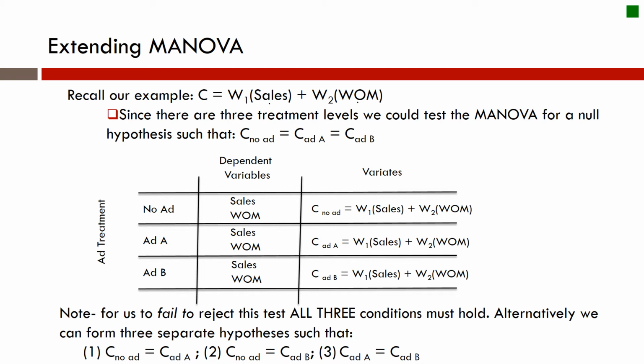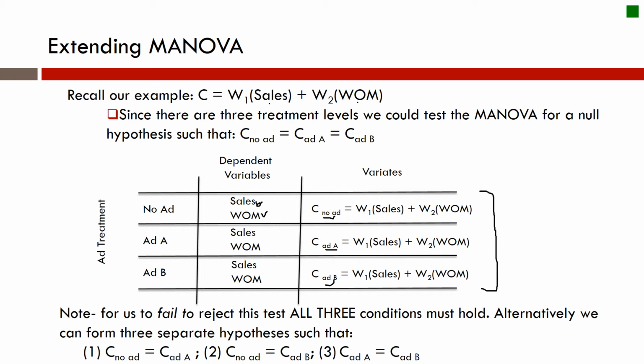So again, we have this down below. We're going to look at these down below, where we have a C for the individuals who had no ad, a C for the individuals who saw ad A, and a C for the ones who were exposed to ad B. So these are our ad treatments: no ad, ad A, and ad B. Our dependent variables, we have two: sales and word of mouth. Again, just working off our terminology, the ad treatment is our independent variable in this case.